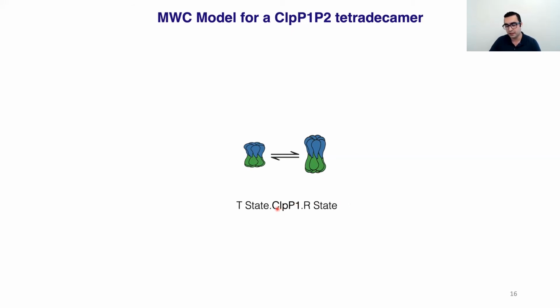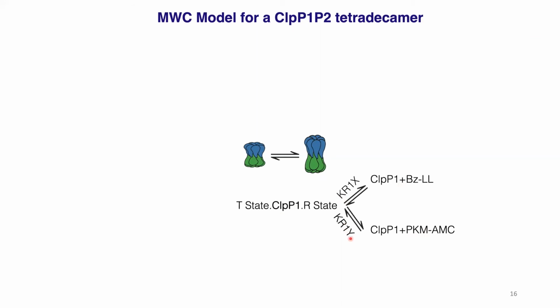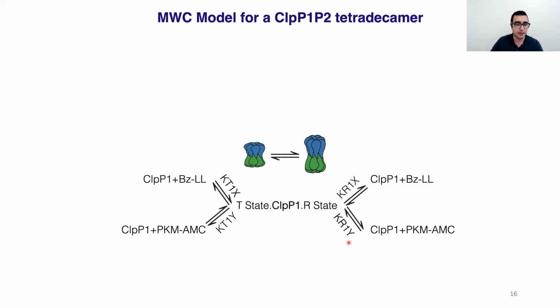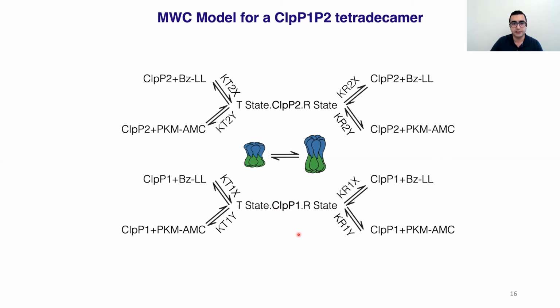For the ClpP1 ring, the R state can bind a Bezel molecule, the activator, with an affinity called KR1X. It can also bind a substrate molecule, PKMAMC. We're going to call that affinity KR1Y. The T state can do the same thing: KT1X for the binding of the Bezel activator, and it can also bind a substrate molecule, PKMAMC. This is just for the P1 ring. We can have the exact same equilibria for the P2 ring. We have a T state and an R state, and each of those can bind a Bezel molecule and a substrate molecule.